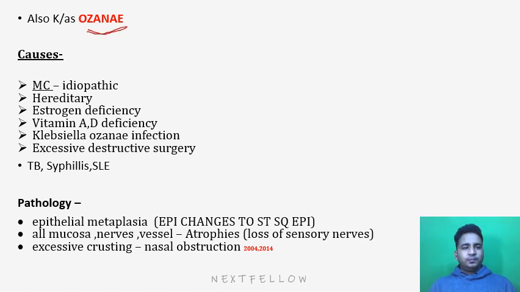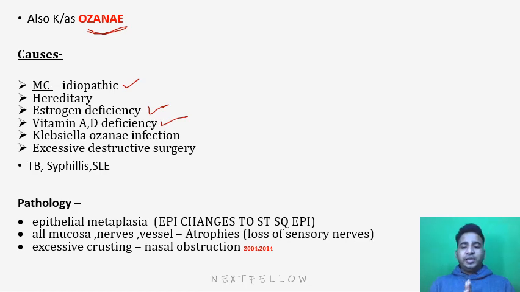Okay. So, what are the causes? See, the most common cause of atrophic rhinitis is considered idiopathic. So, there is no cause found. Then, what are the other causes? There may be a hereditary factor, and one other thing which has been noted in recent years is estrogen deficiency or vitamin A or vitamin D deficiency.